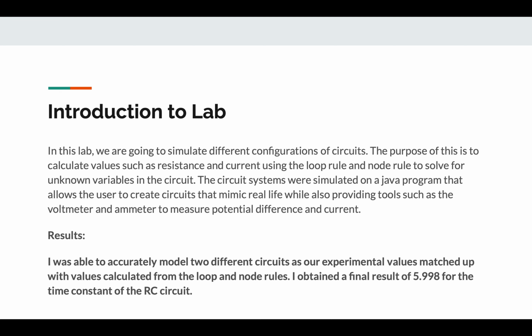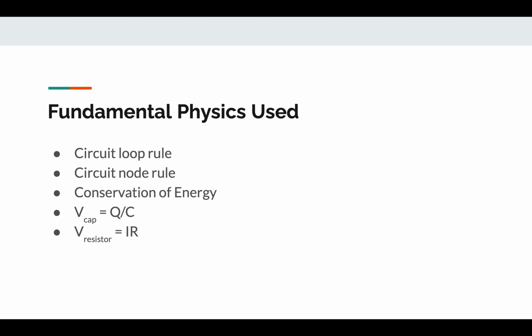And then for the results, I was able to accurately model two different circuits as our experimental values matched up with values calculated from the loop and node rules. I obtained a final result of 5.998 for the time constant of the RC circuit. So here's the fundamental physics used, including the loop and node rules, the conservation of energy, and then the potential difference.